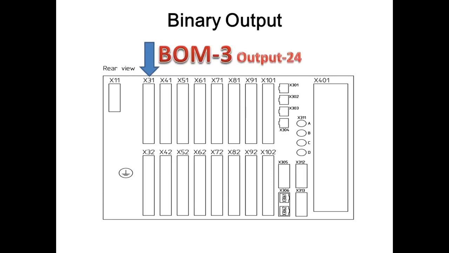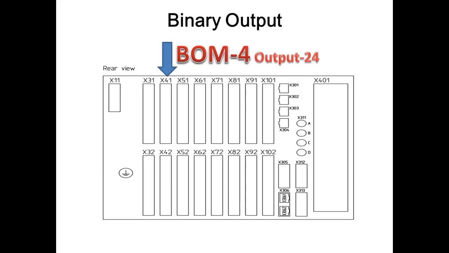Okay, let me see the binary output. If we go for binary output, let us take the same example X31. If this card has 24 binary outputs, then the name appearing in the application configuration will be BOM3. If it is X41, then BOM4.